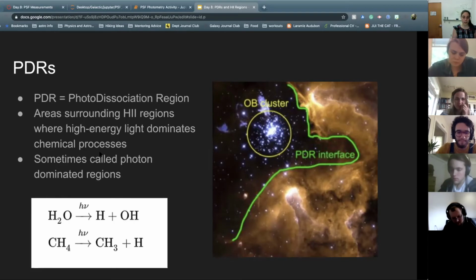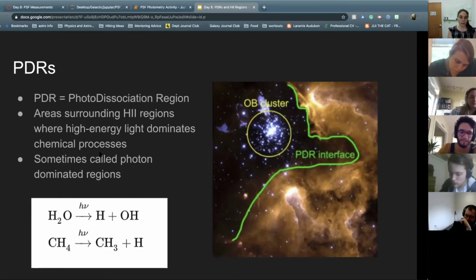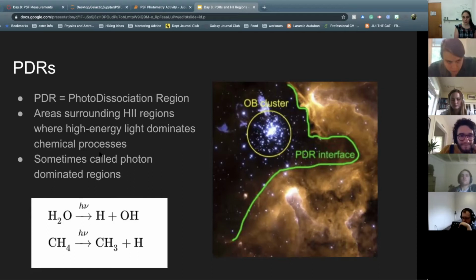But there is some dust. We'll talk more about dust in galaxies soon. But there's dust both in the form of grains and in the form of polycyclic aromatic hydrocarbons. So those things can also get photodissociated inside of a PDR.